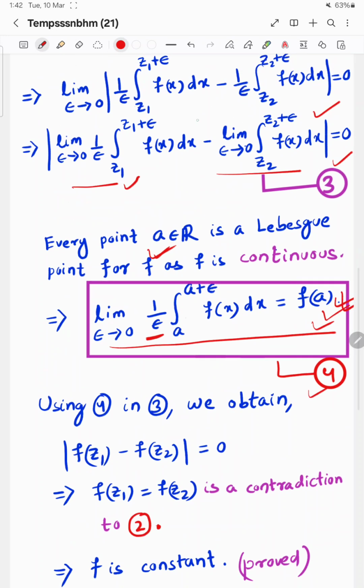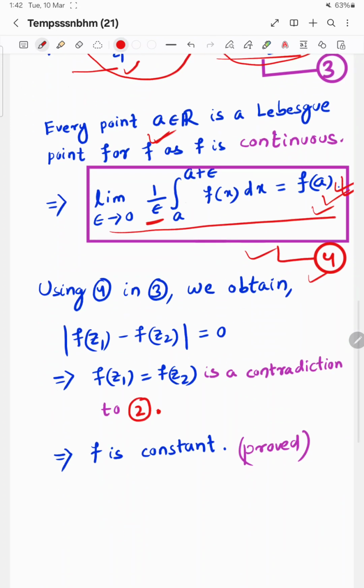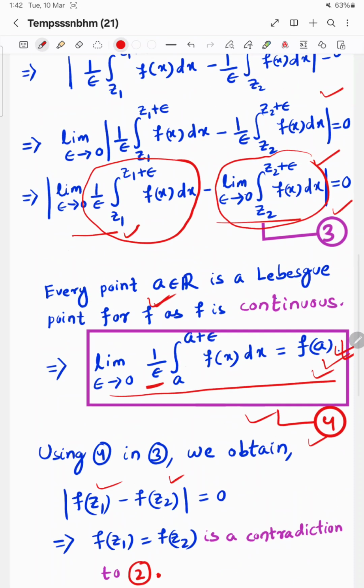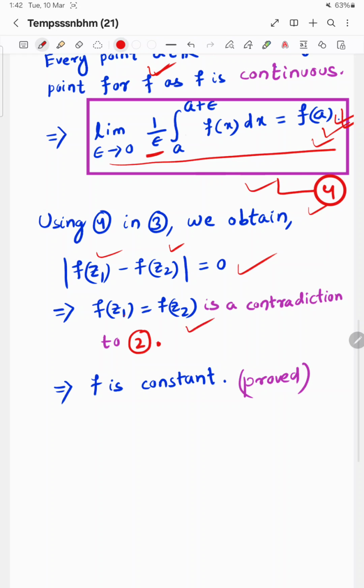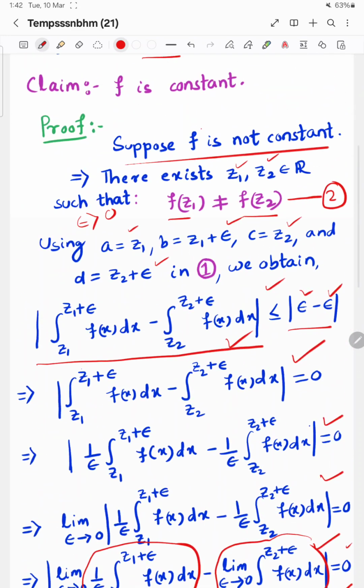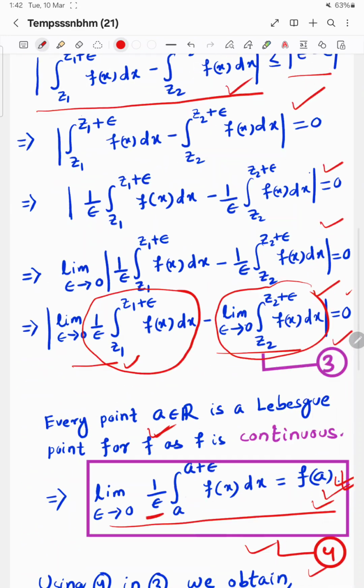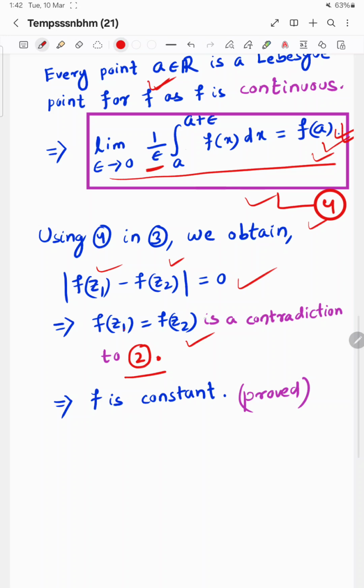Then we will get what? This limit is nothing but f of z1, and this limit will be f of z2 by using equation 4. So we will get f of z1 minus f of z2, and the right hand side is equal to 0. So it gives 0, and this implies that f of z1 is equal to f of z2. But this is a contradiction to equation 2, because in equation 2 we assumed that f of z1 is not equal to f of z2, but we are getting the opposite. We are getting this contradiction due to our assumption that f is a non-constant function. So our assumption is wrong, which means f is a constant function.